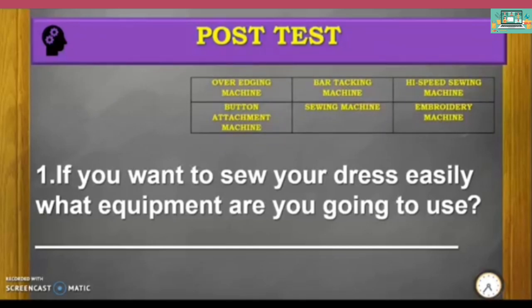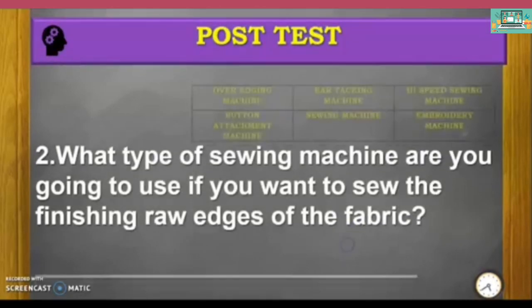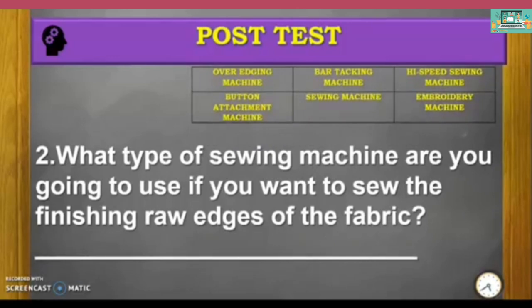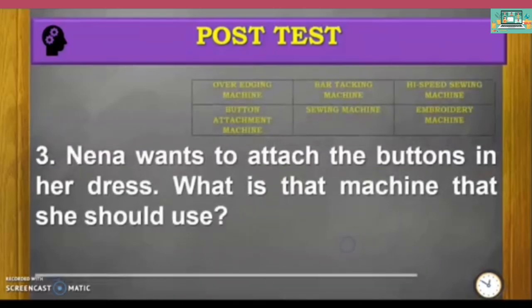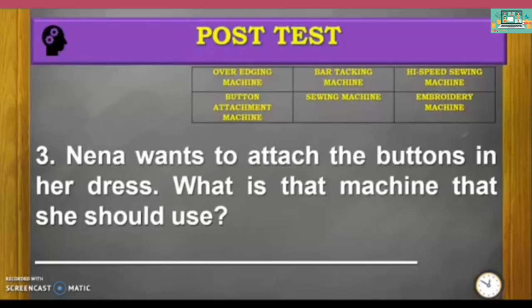Number 1. If you want to sew your dress easily, what equipment are you going to use? Number 2. What type of sewing machine are you going to use if you want to sew the finishing raw edges of the fabric? Number 3. Nena wants to attach the buttons in her dress. What is that machine that she should use?